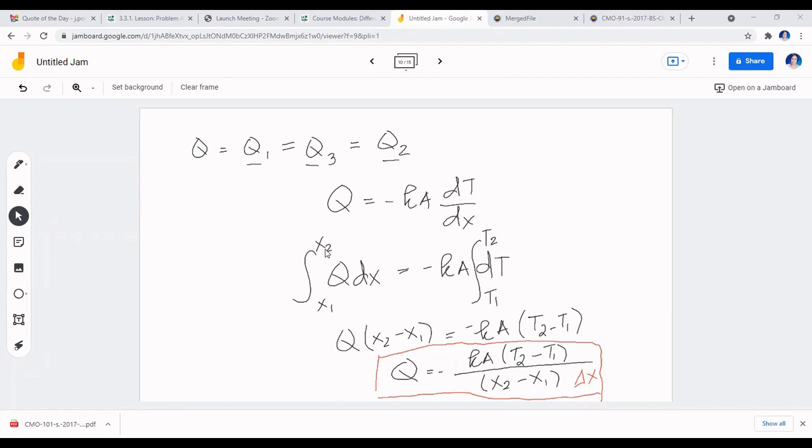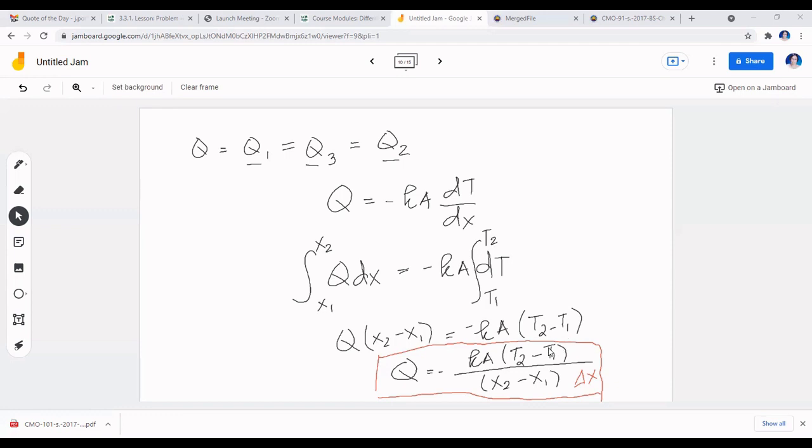So x1 to x2, from the inner phase to the outer phase, or from the higher temperature to the lower temperature region. In this case, T1 is higher than T2 because our transfer will be from higher temperature to lower temperature. That's the purpose of the negative sign. If you do the integrals, you will get this formula: Q times the quantity x sub 2 minus x sub 1, where x sub 2 minus x sub 1 is delta x, or the thickness of the material, and the right side is negative kA times the quantity T sub 2 minus T sub 1, after substituting the limits.